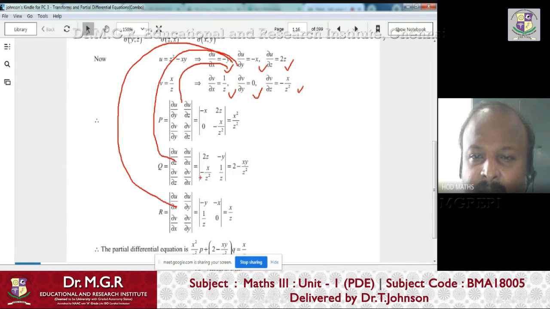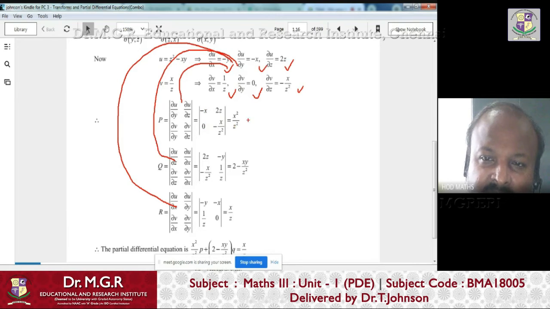Then you will get a determinant like this. Then you know how to find the determinant. This into this minus this into this. So this into this is x square by z square minus 2z into 0, that is 0. So x square minus z minus 0. So it is simply like this.